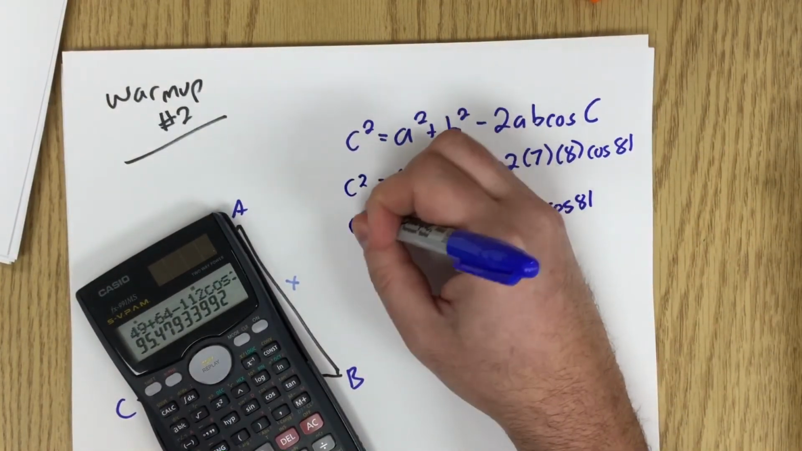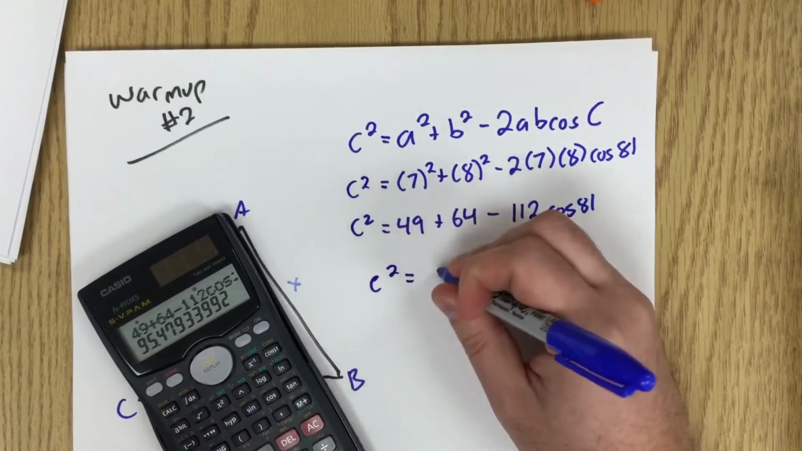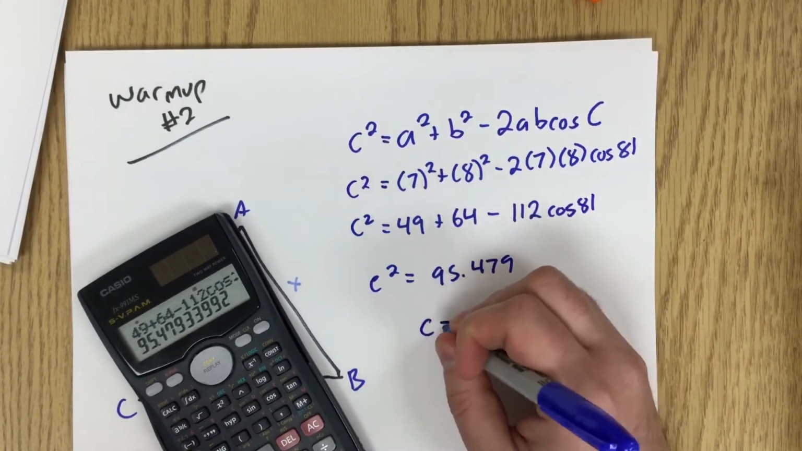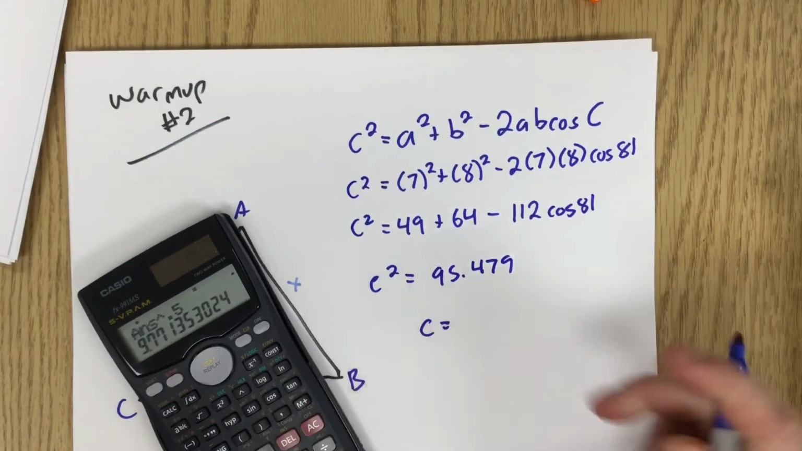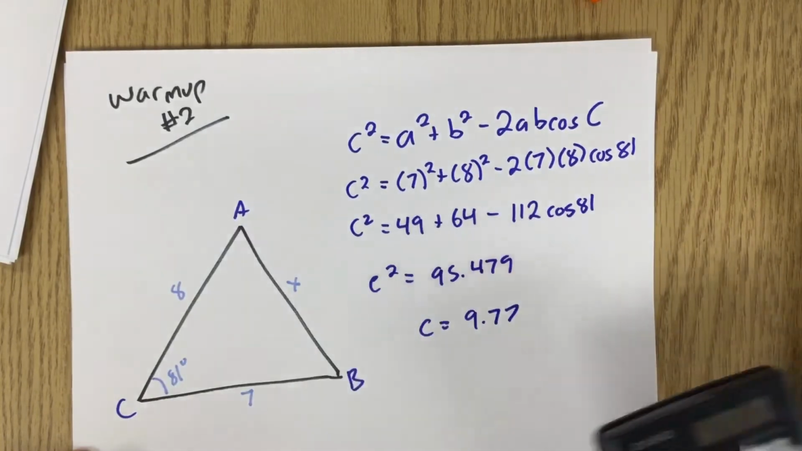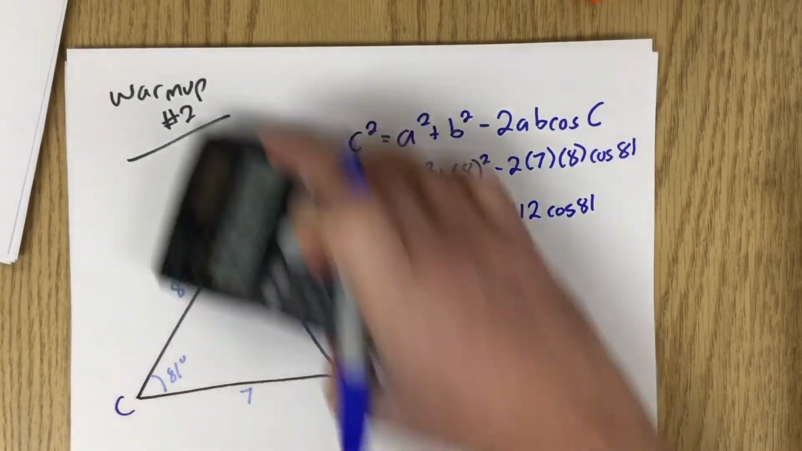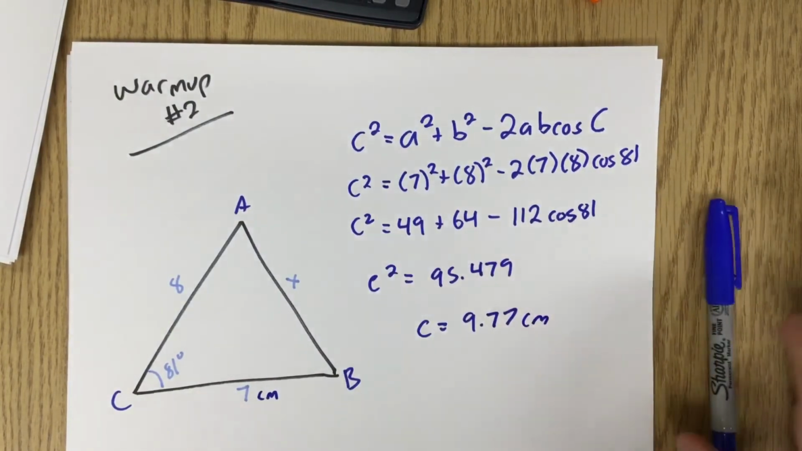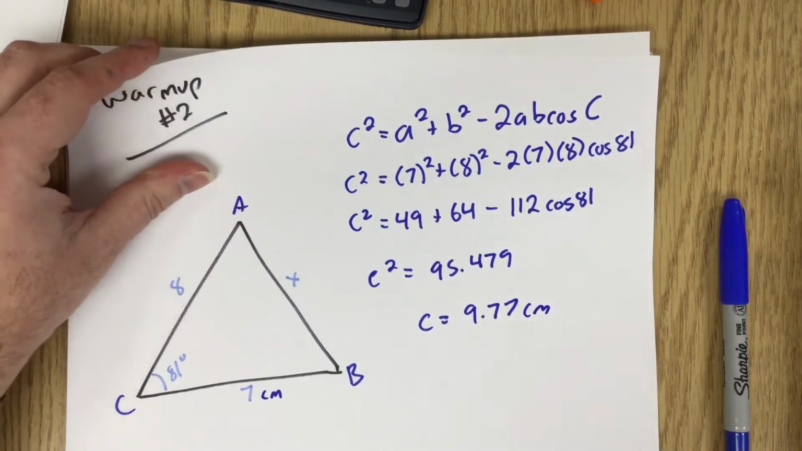These are all c squared. So c squared is 95.479, which means that c is 9.77. Again, whatever units those were. So if this was in centimeters, then that would also be centimeters. There's our answer.